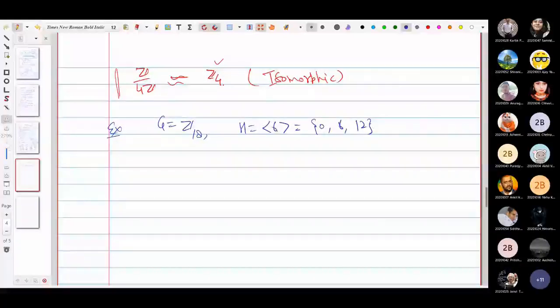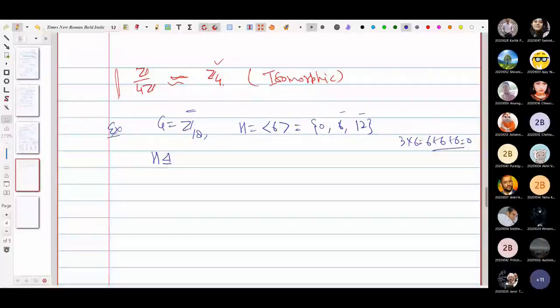So 6 plus 6 is 12, and 6 alone is 6. 6 plus 6 plus 6 is 18. So 3 times 6, that is 6 plus 6 plus 6, is 18, that is 0. So once you add one more 6, you will get 6 only. So this is a group. Here you can verify that it is Abelian also.